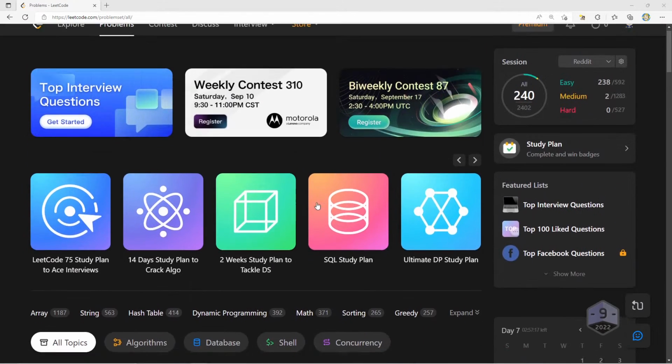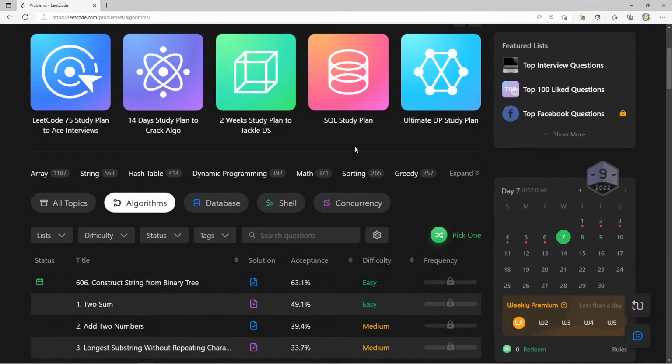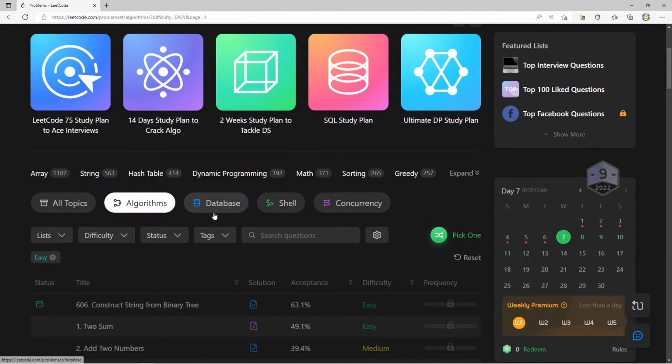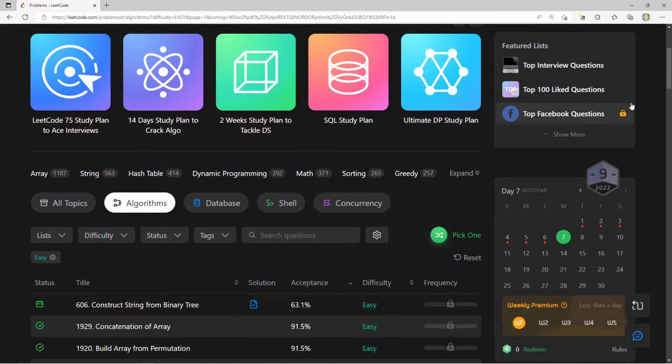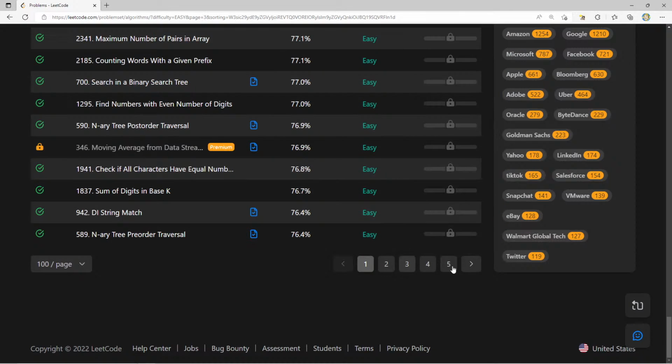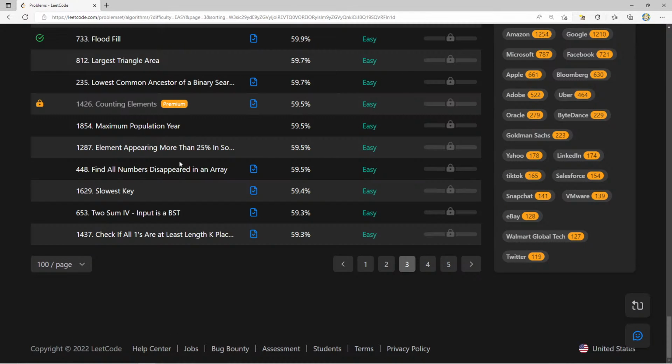So with that being said, let's go ahead and continue on from where we left off yesterday. We're going to go here to easy difficulty and algorithms. We're going to sort by acceptance. We're going to go all the way to page 3. And we're just going to continue going.